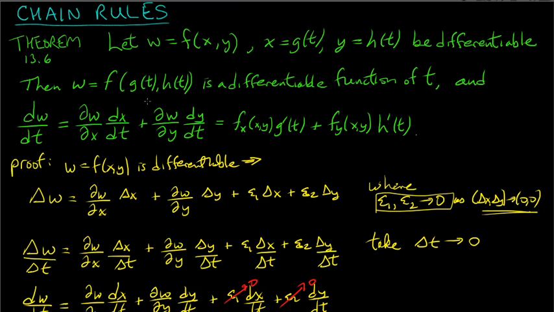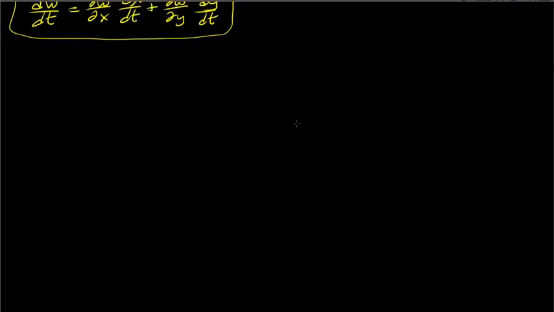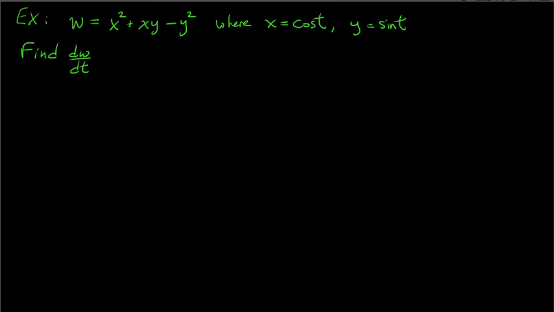But let's see how we can use it in practice. Okay, so we're given w as a function of x and y. It's just x squared plus xy minus y squared, where x is just cosine of t and y is sine of t. So we want to find the derivative of w with respect to t. Okay, so we're just going to use the chain rule again. So this is partial of w with respect to x times the derivative of x plus partial of w with respect to y times the derivative of y.